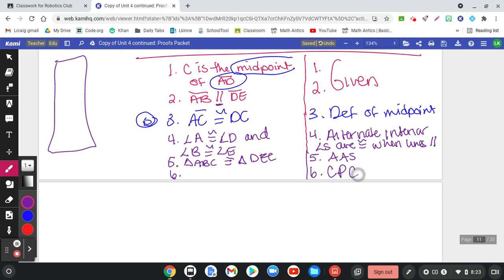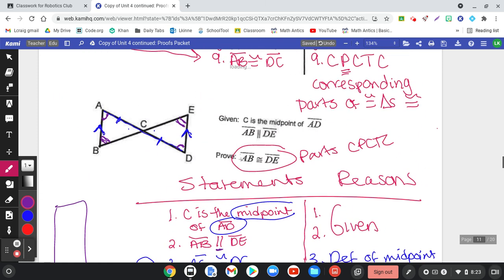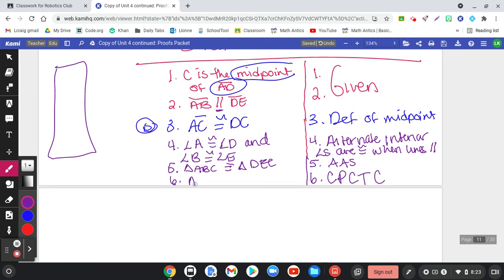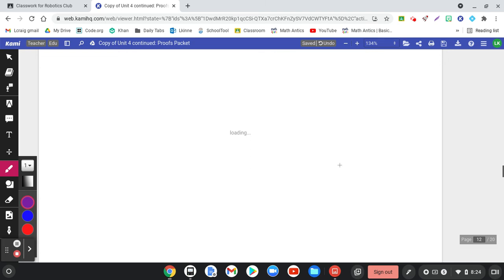Corresponding parts of congruent triangles are congruent. So which part did we need to prove? AB is congruent to DE, and you're done. Okay, so anytime you're proving parts, CPCTC is going to be your last step. Just above it, you have to prove the triangles.